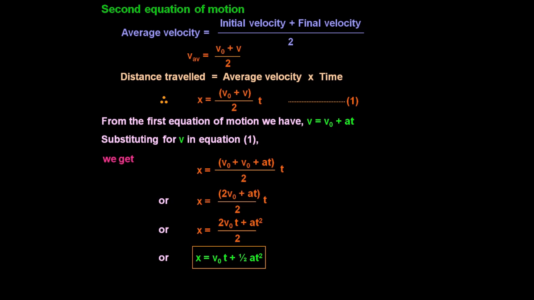V is equal to V naught plus at, or V is equal to u plus at, where V naught and u represent the initial velocity. So from the equation we can understand the relation between velocity and time. Now let us go to the third equation of motion. Now let us try to understand the third equation of motion.